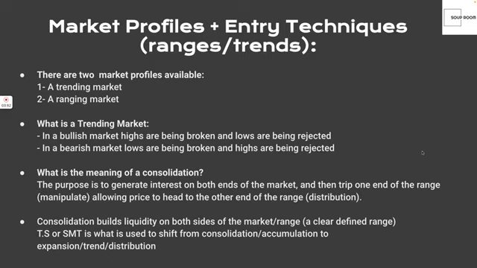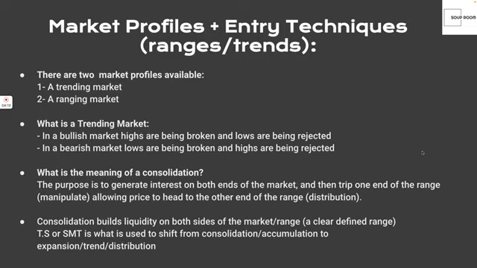What is the meaning of consolidation? A ranging market. The purpose is to generate interest on both ends of the market and then trip one end of the range. This is the manipulation stage, allowing price to head to the other end of the range. This, of course, is distribution.